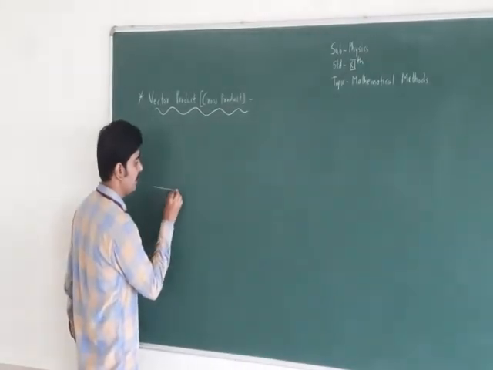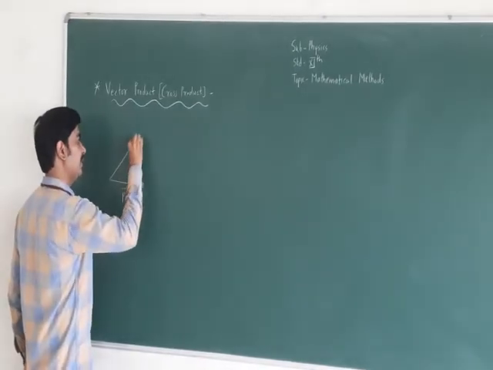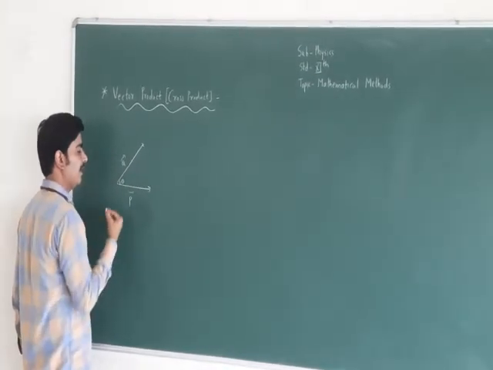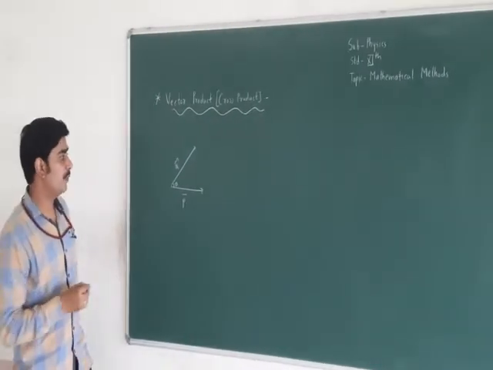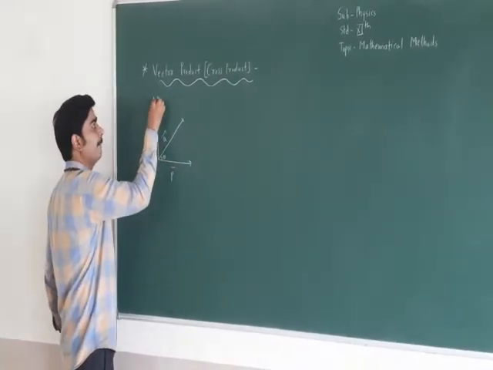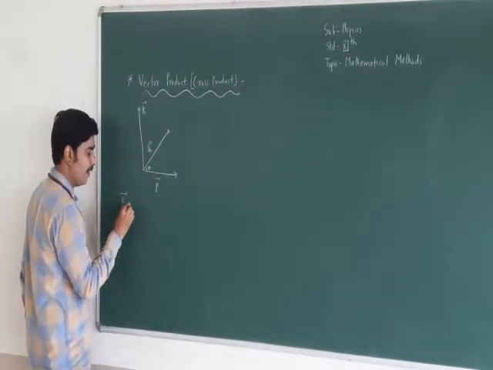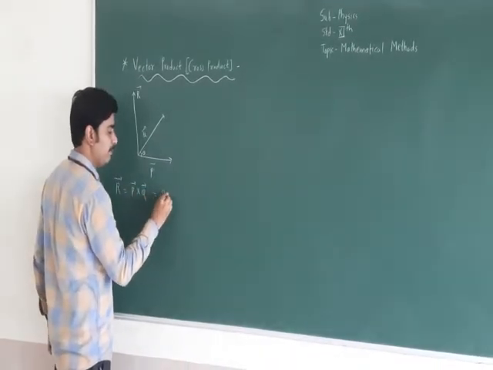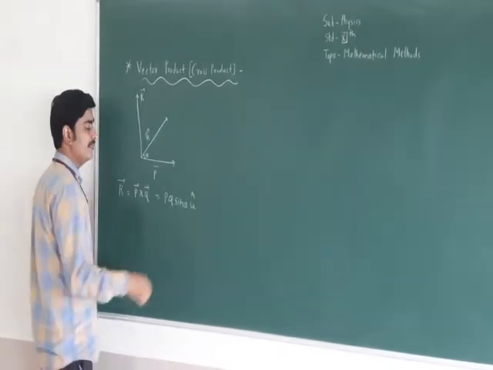Let us consider this is a vector P and this is another vector, that is a vector Q, and theta is the angle between them. Now what is a vector product? The vector product can be represented by a different vector. Here it is considered this is a vector R. So I am writing in the format vector R equals vector P cross vector Q, that is PQ sine theta into u cap. The u cap is a direction vector.